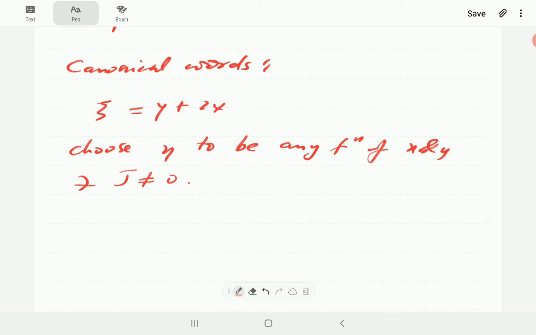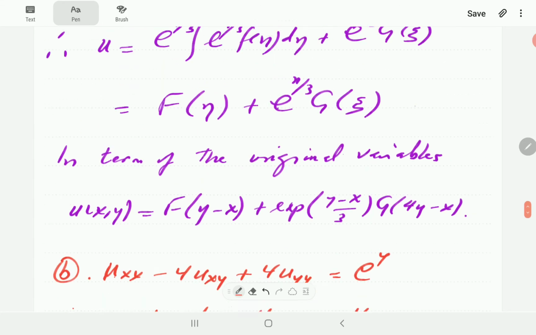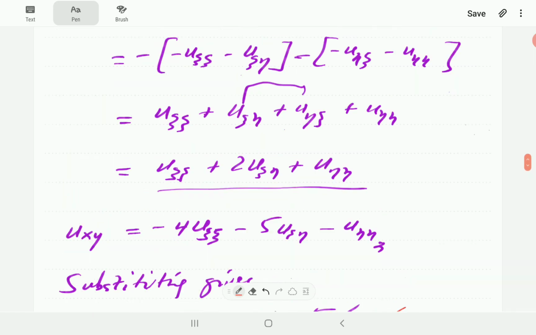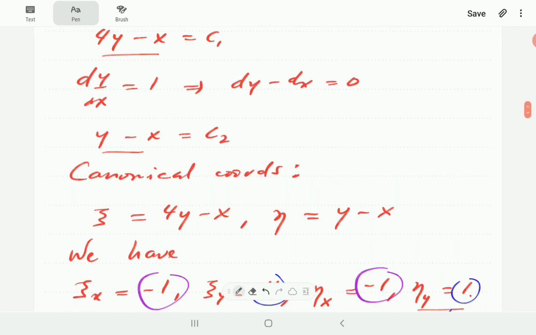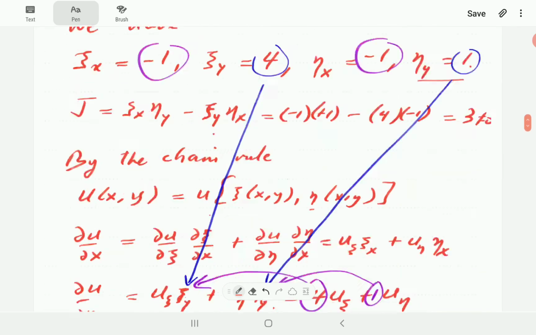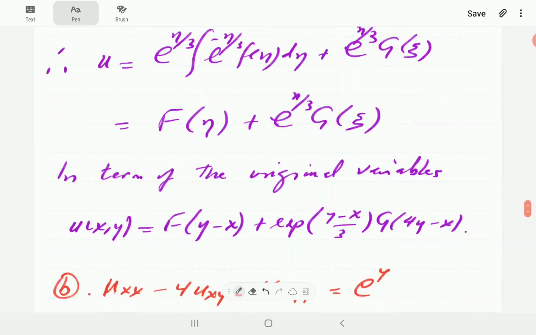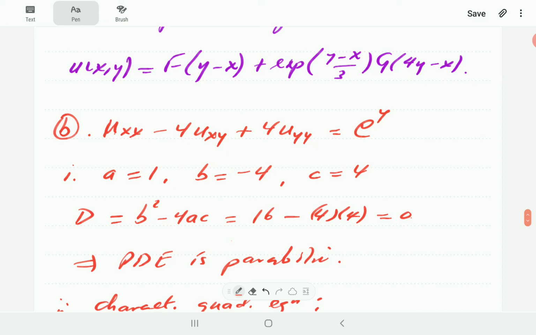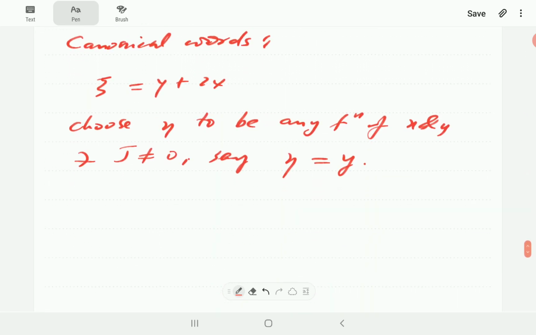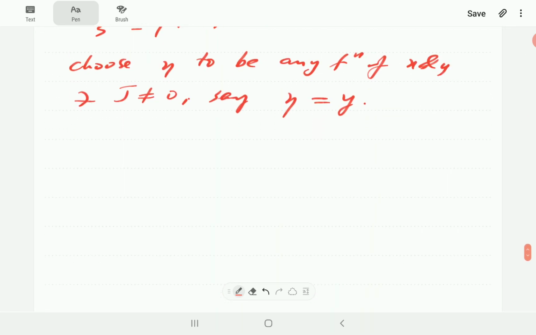So in this case, for instance, we're going to go for eta is equal to y. This choice is motivated by the fact that in part B, where is the equation? Yeah, on the right hand side, we just have a function of y. Now, fingers crossed, the Jacobian is non-zero, so let's check that.